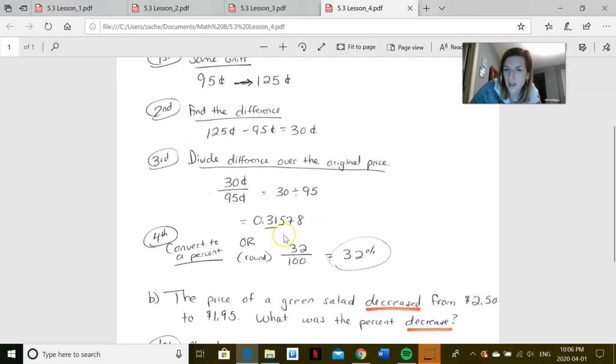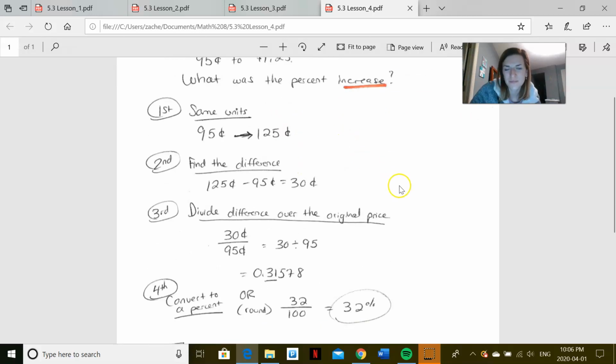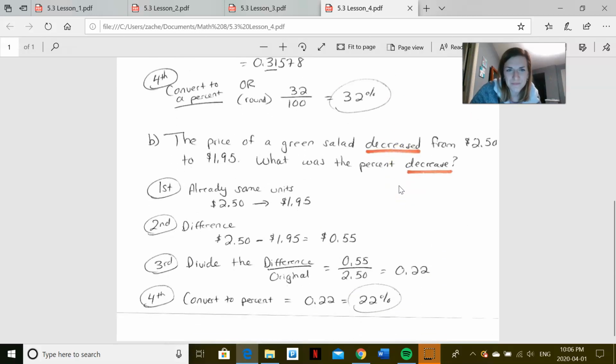And now we're going to convert this number into a percentage. So we multiply by 100, right? And because we're talking about percents, we usually want to round it. So this one would be 32, right? 32 out of 100, or 32%. So overall, the carton of milk increased in price by 32%. Okay, let's take a look at one more.